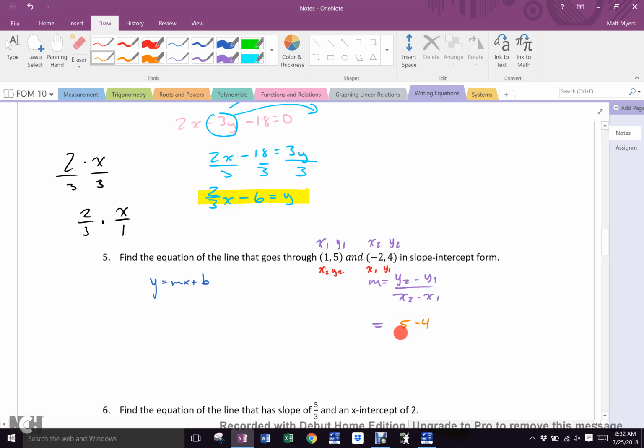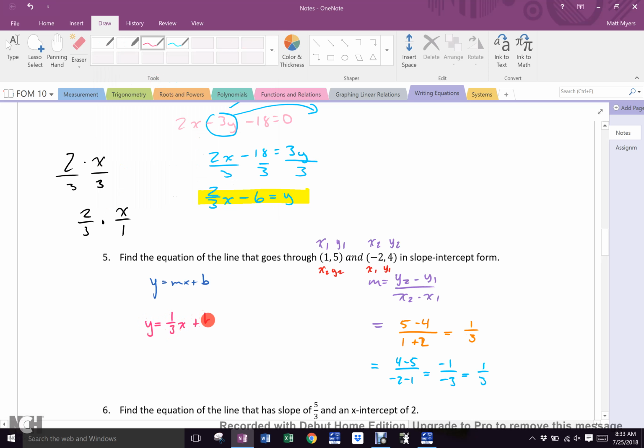5 minus 4 over 1 minus minus 2, which is 1 plus 2, which gets me 1 third. If I go the other way, it's 4 minus 5 over negative 2 minus 1, which is negative 1 over negative 3, which is 1 third. It doesn't matter. Now, where can I put that fraction? In for the M. So I can come back over to here, and I can use hot pink and write Y equals 1 third X plus B. What is missing now? Just the B.